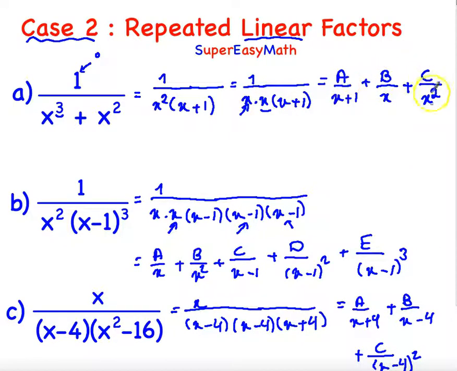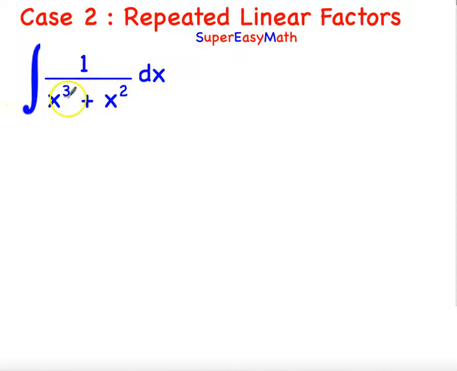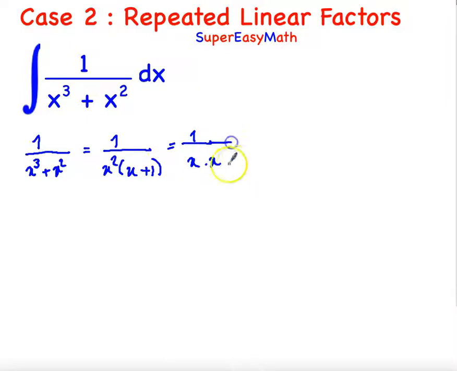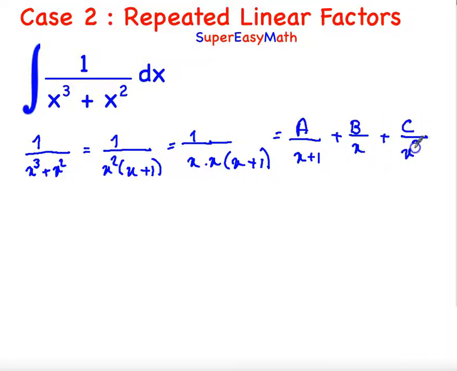Now we need to find a, b, and c. Let's see how we can do it. Integral of 1 over x cubed plus x squared dx. So 1 over x cubed plus x squared, if we take x squared common, x squared times x plus 1, equals a over x plus 1 plus b over x plus c over x squared. Now to find a, b, and c, we will use the cover-up method as we did in the previous video.